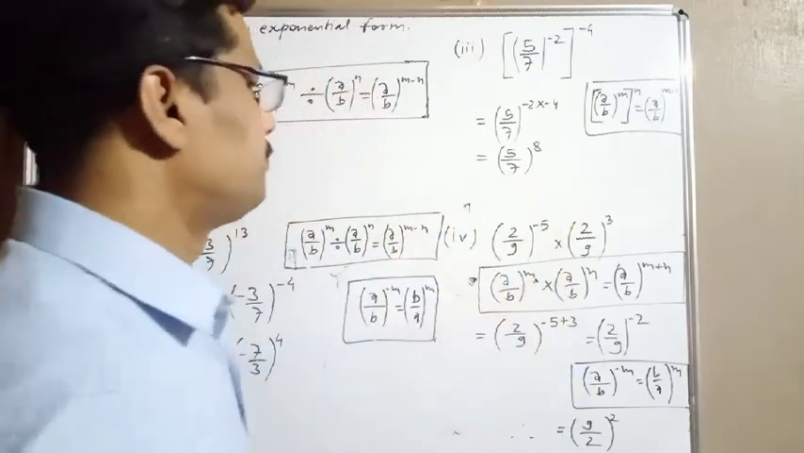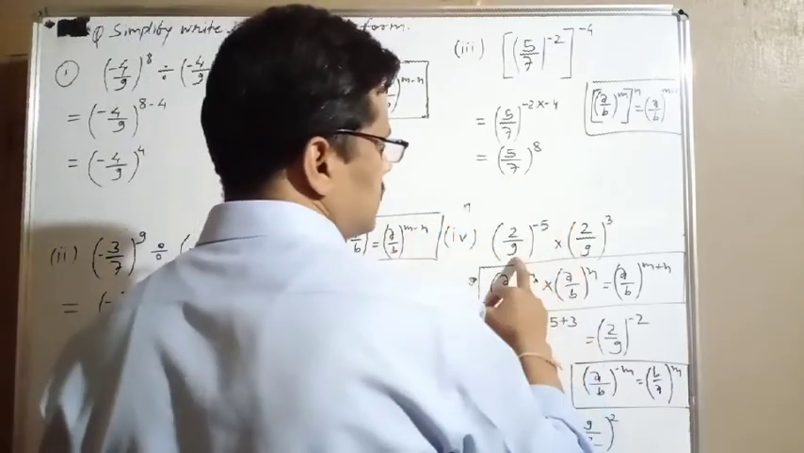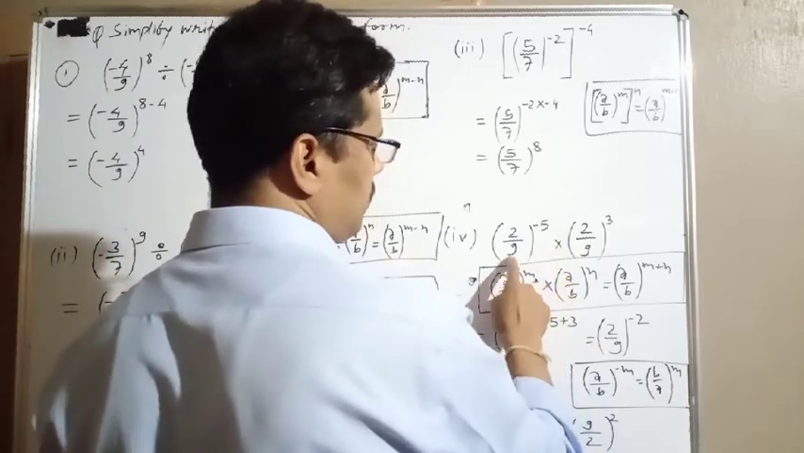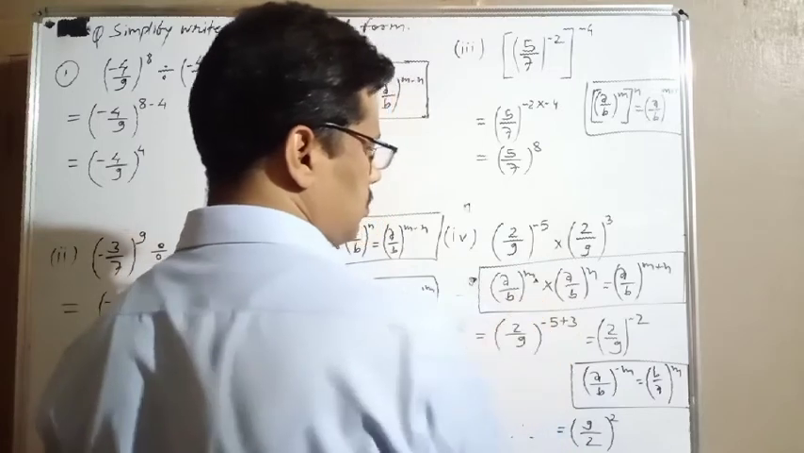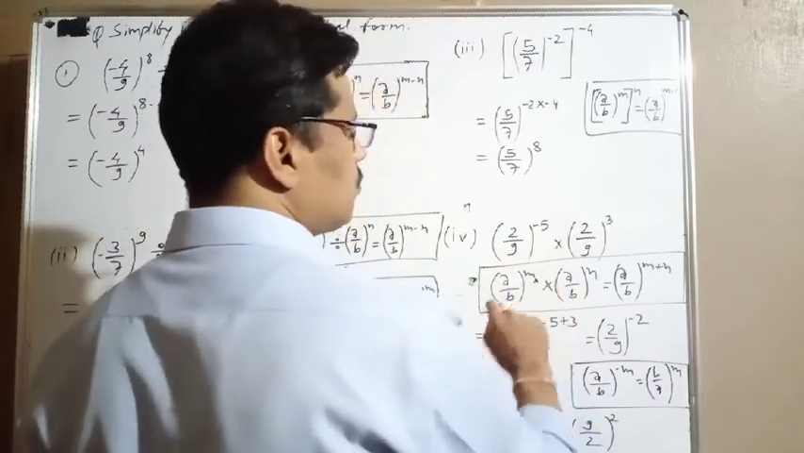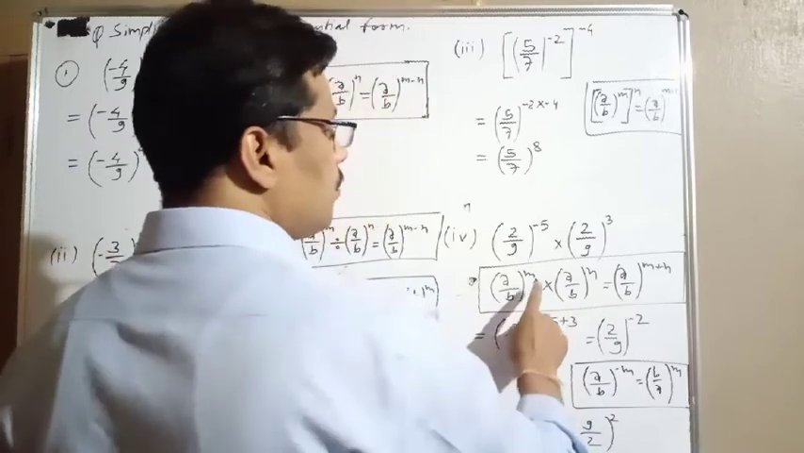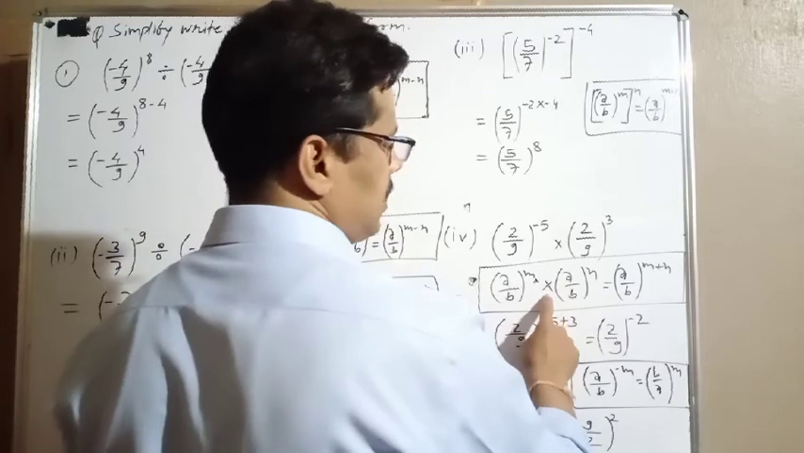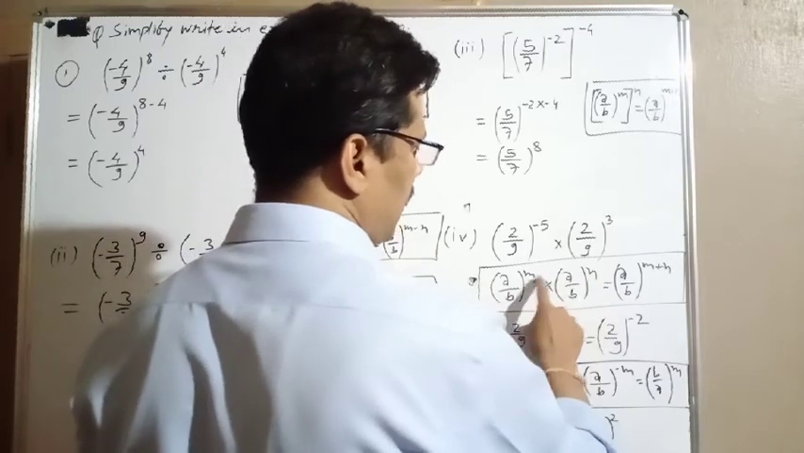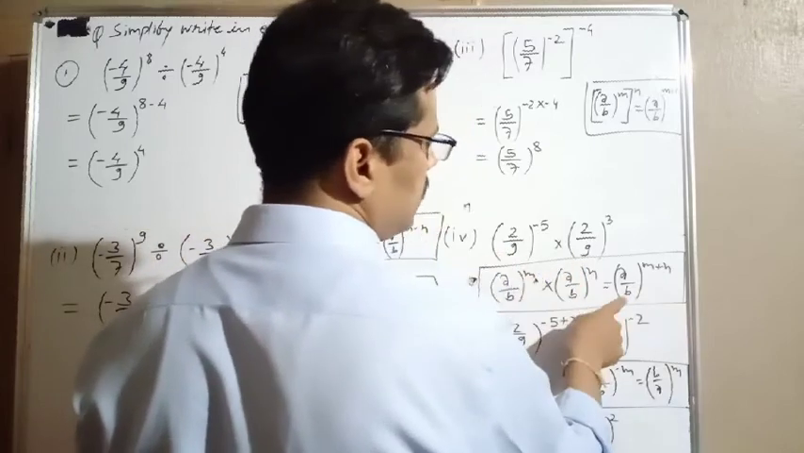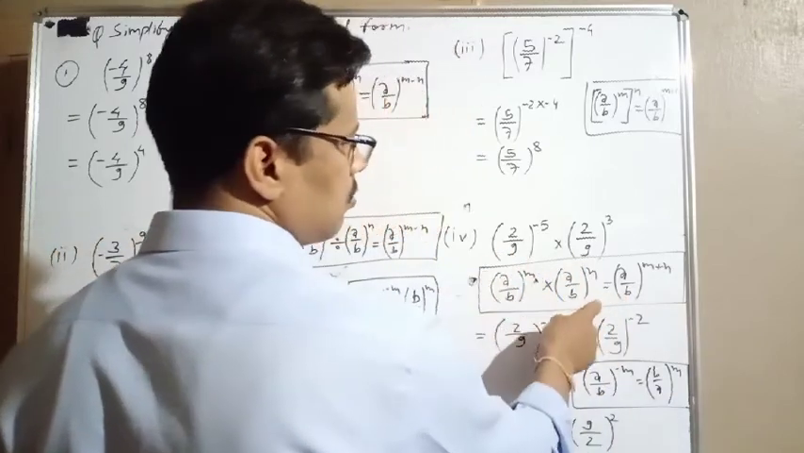Now the next one. Here bases are the same but there is a multiplication sign. If there is a multiplication sign and bases are the same, you can use this law of exponent. As per this rule, the powers will be added, m plus n, and the base we have to write one time. So we are using this law of exponent.